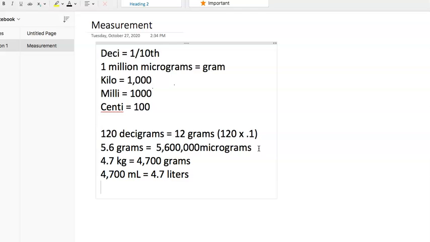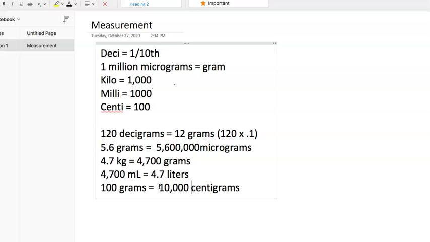And the last one: if I have 100 grams, how many centigrams is that? Hopefully you get that answer. All I did there is, since 100 centigrams is 1 gram, we just did 100 times 100, and we got 10,000.